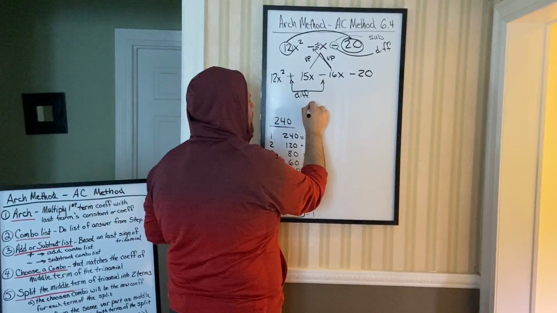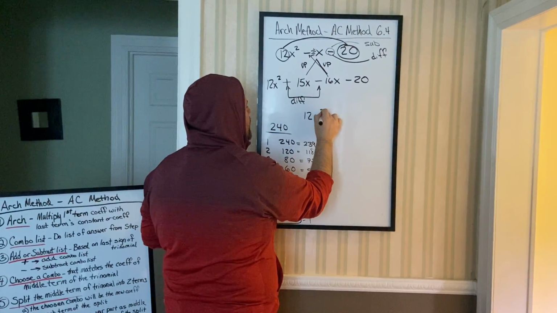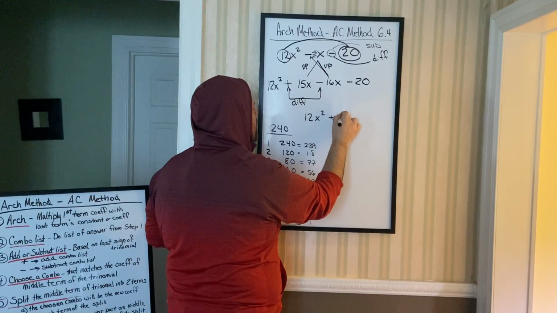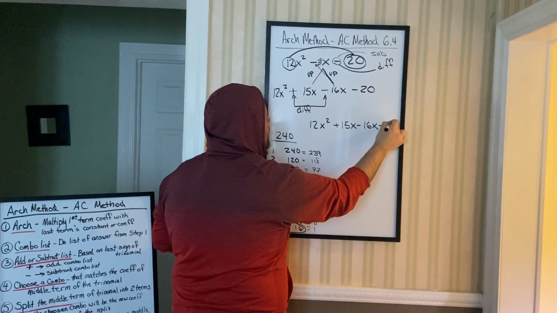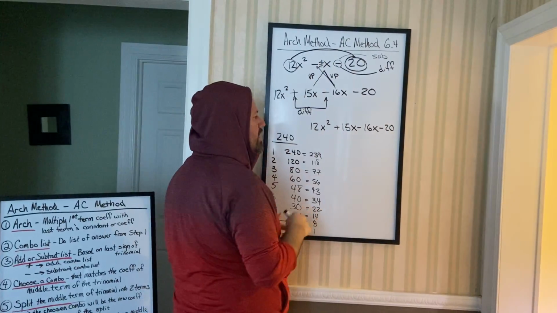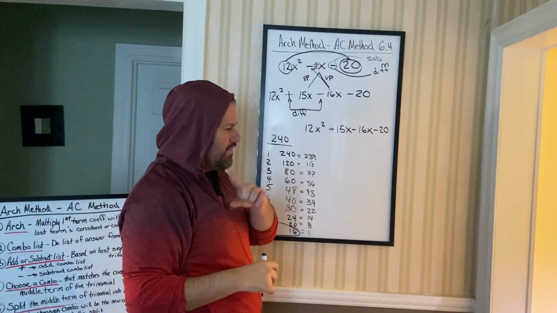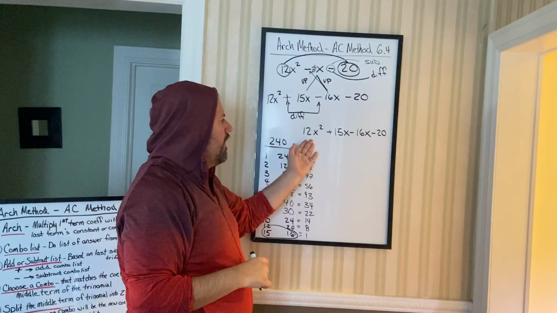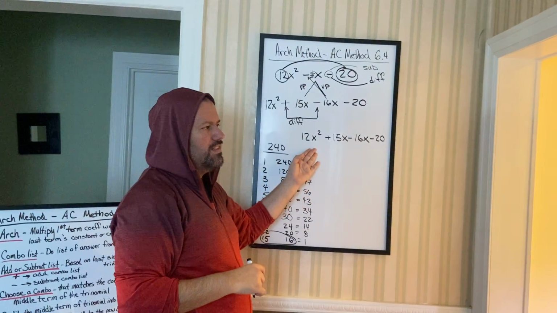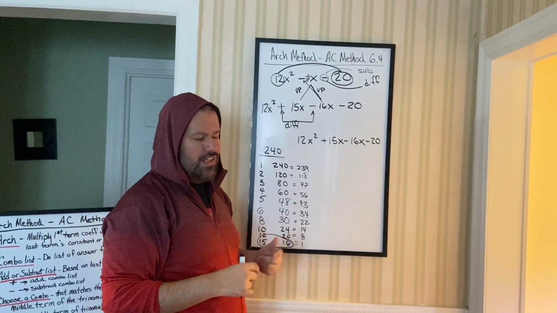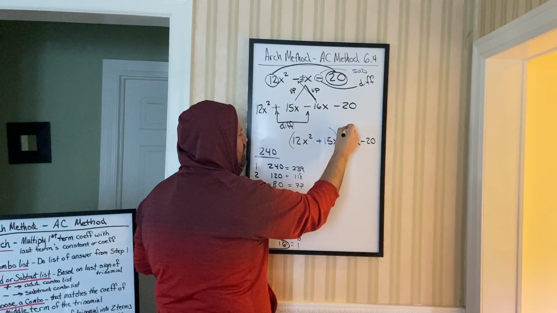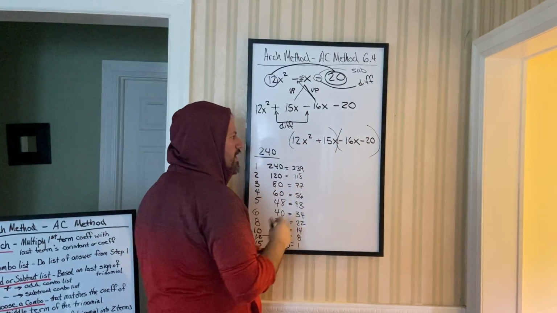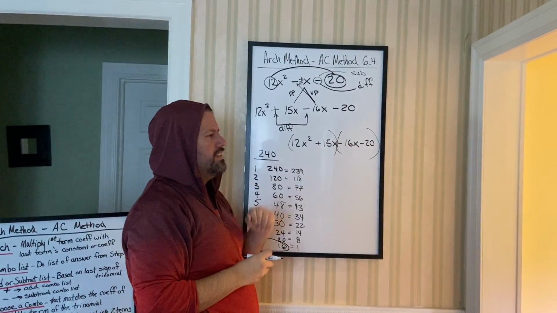Notice, I'll rewrite it out again, that we have exactly 4 terms. We are done with the arch method. Not done factoring, because remember, arch method doesn't do any factoring. All it does is makes it into a grouping problem. If you remember grouping, parentheses around the first 2 terms, parentheses around the last 2 terms. Make sure the sign is included in the second parentheses.